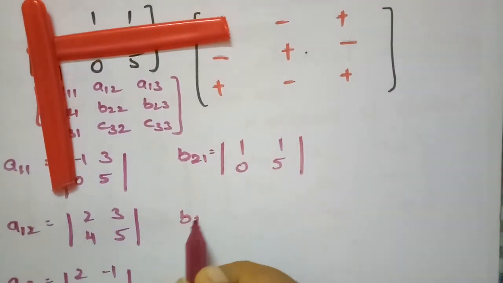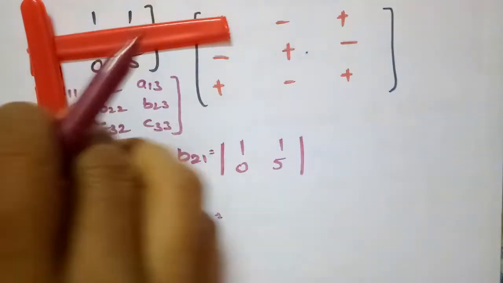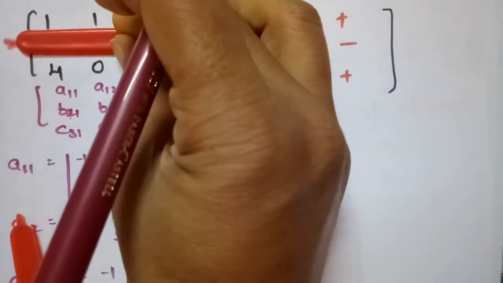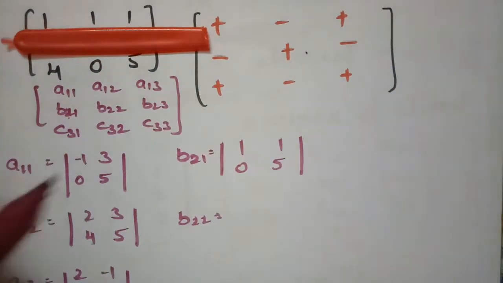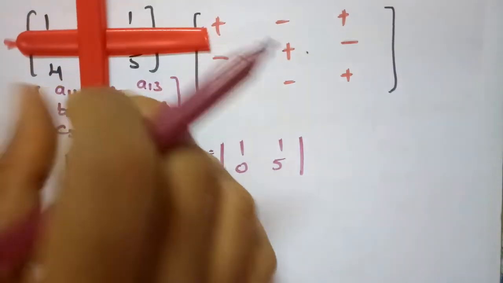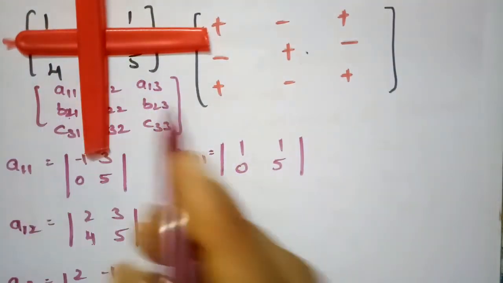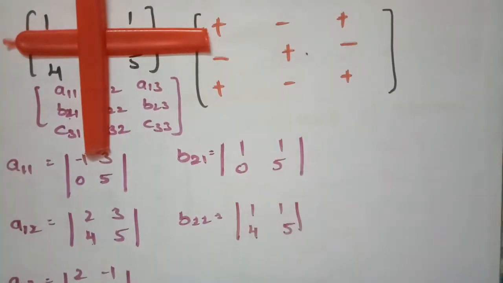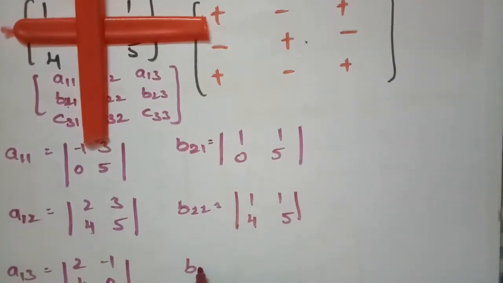And the next one is B22. Here it is B22. Now I have to close this row as well as this column. After closing this row and column, what remains is 1, 1, 4, 5. So this is 1, 1 in the first row, and 4 and 5 in the second row. And this is B23.